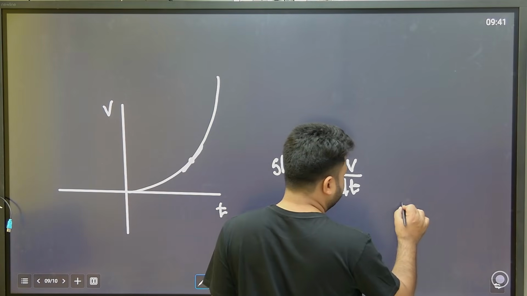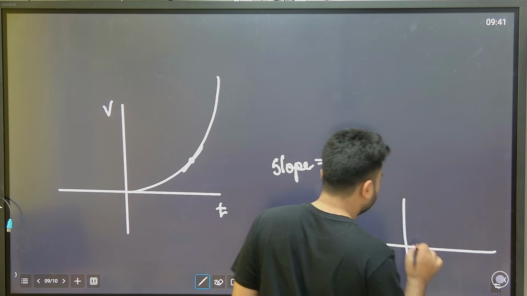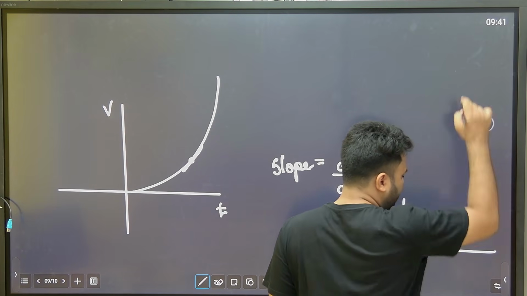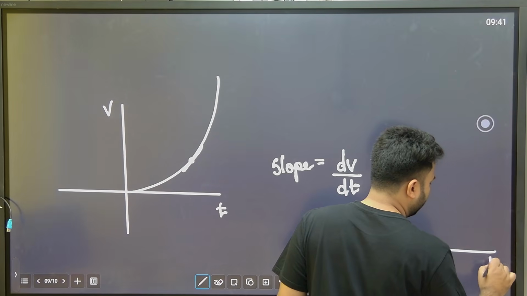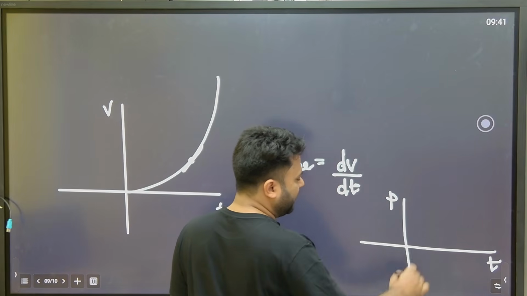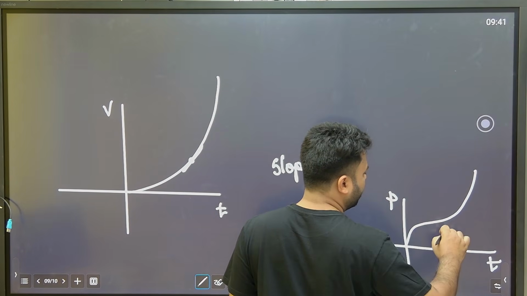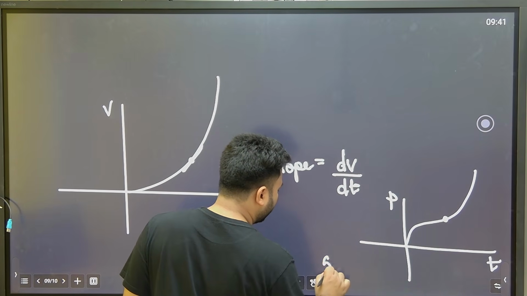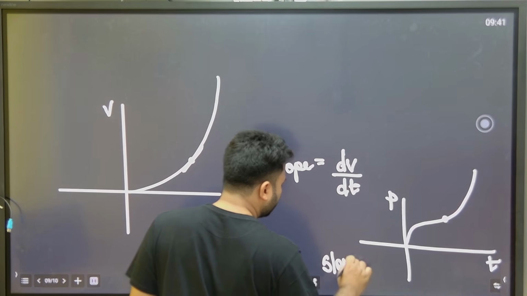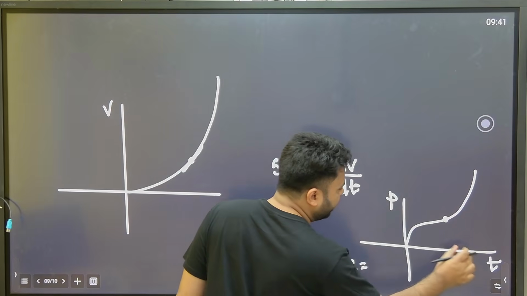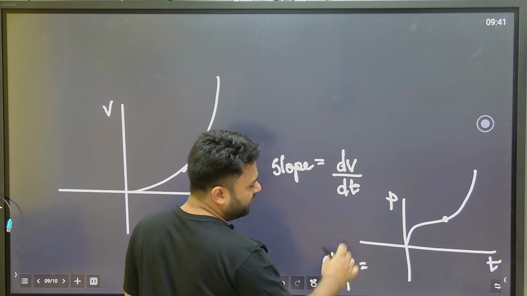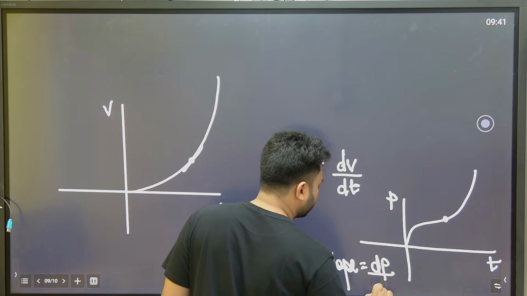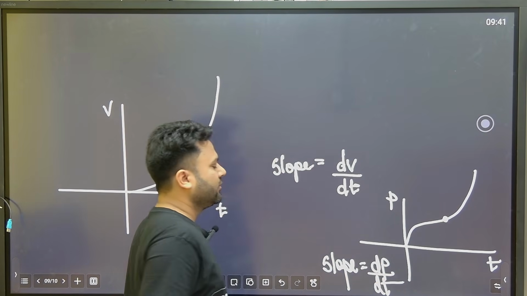Similarly, if someone gives this is P, this is suppose T. So here any graph is there, and if I ask what is the slope, so here what we will write, slope equals to, see, dy by dx. So in place of y we have P, in place of x we have T. So we will write dp by dt. As simple.